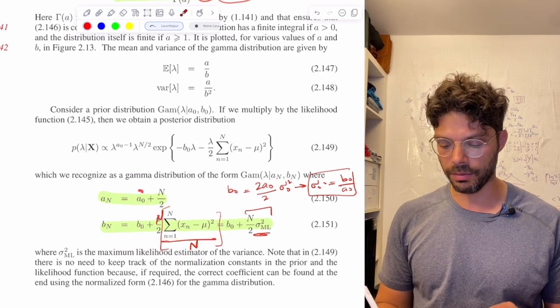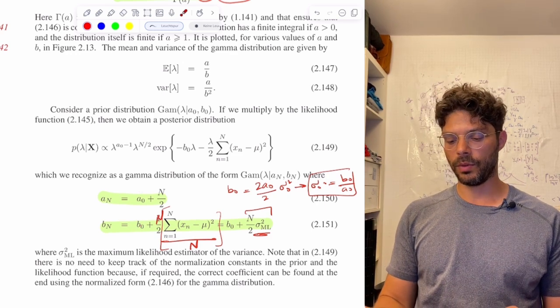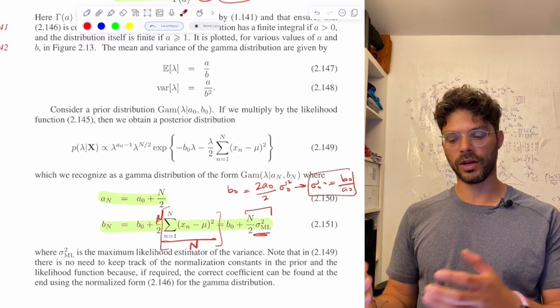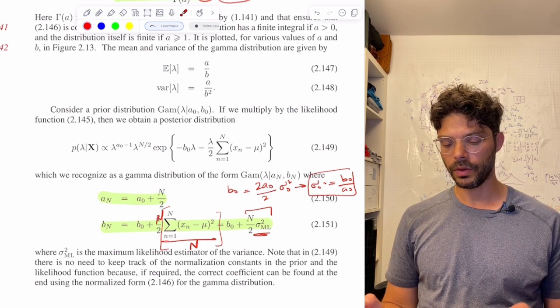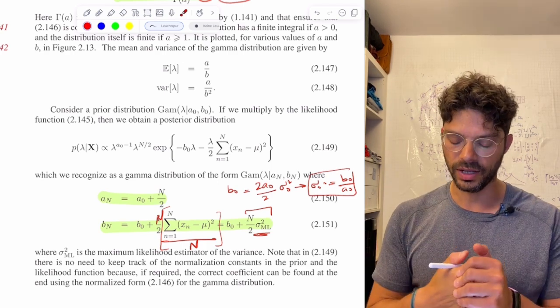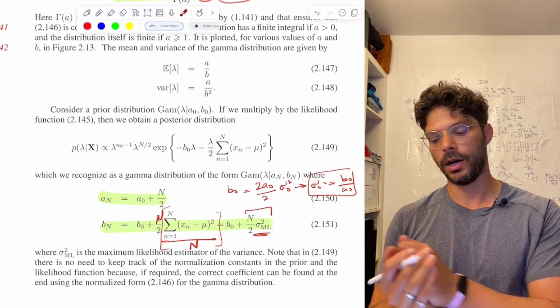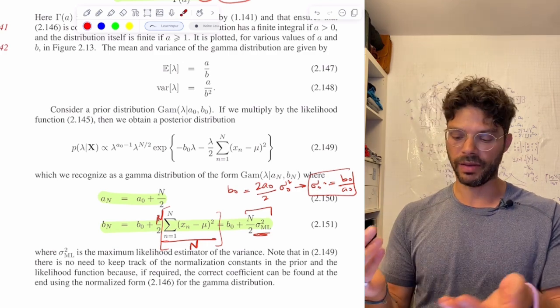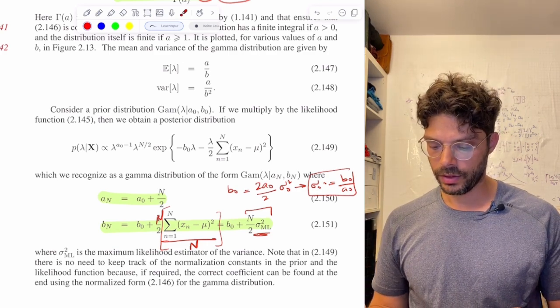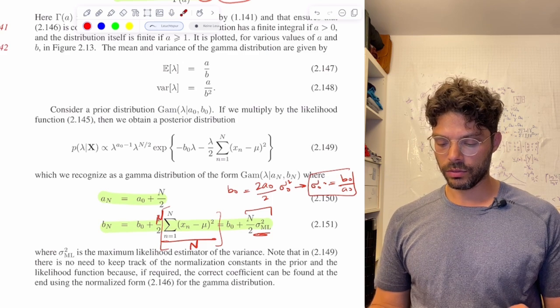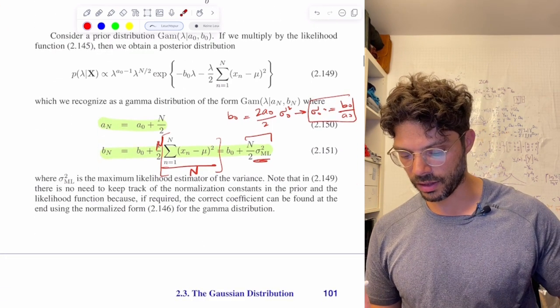And if you set a naught and b naught to 0, well then all you get is terms that are coming from your data. So this is just indicating that our choice of prior was in fact non-informative. Okay, so that's the non-informative prior.